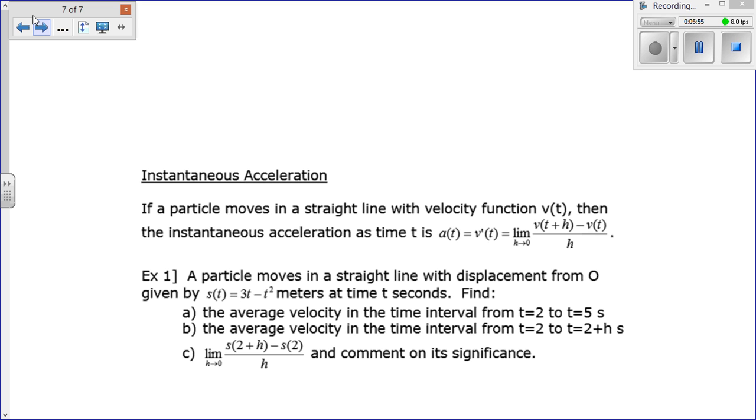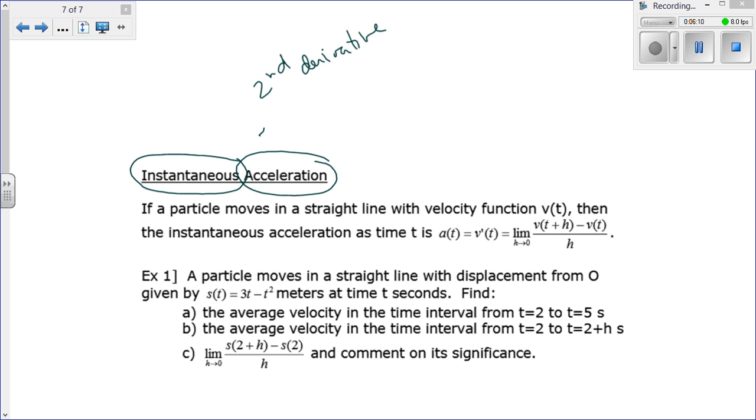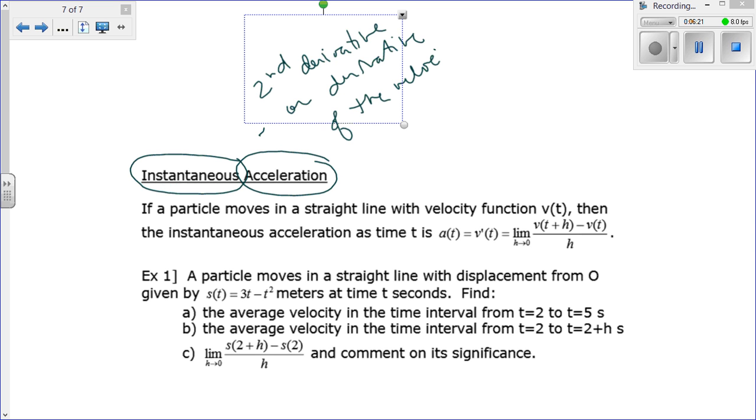Instantaneous acceleration. Okay, the key is instantaneous here, but acceleration is also important because that is the second derivative. Or it could be considered the derivative of velocity.